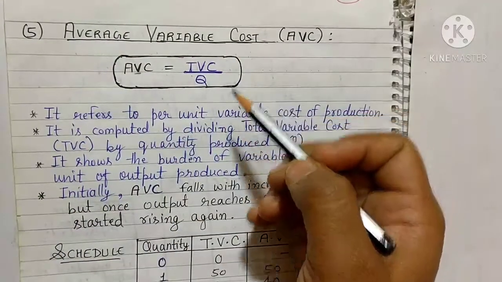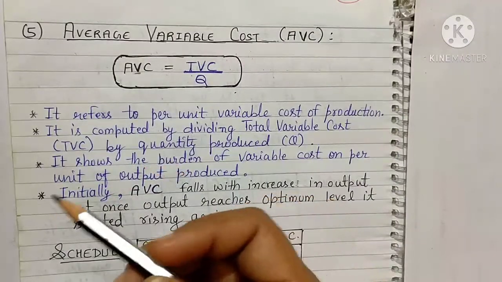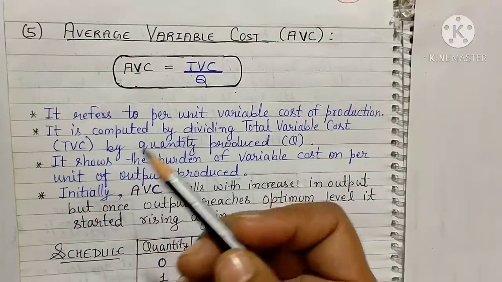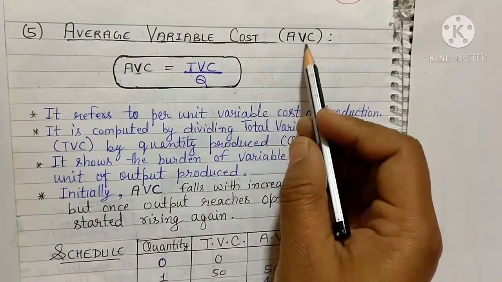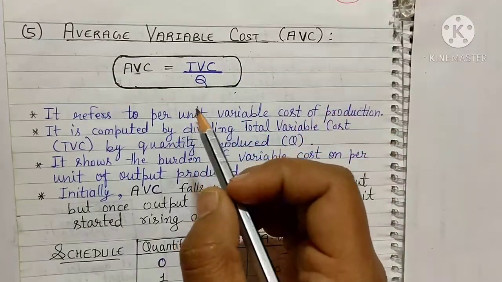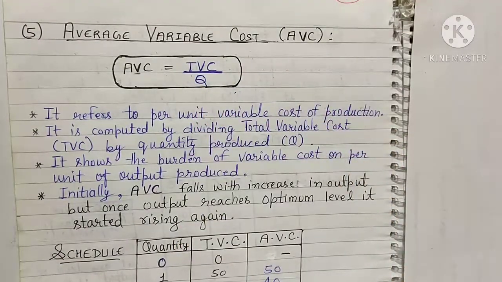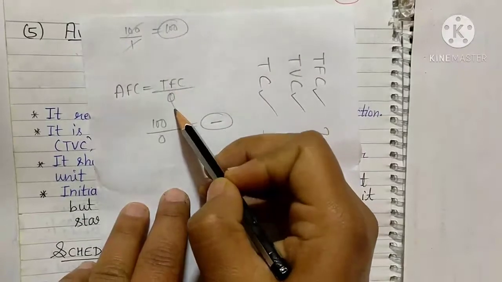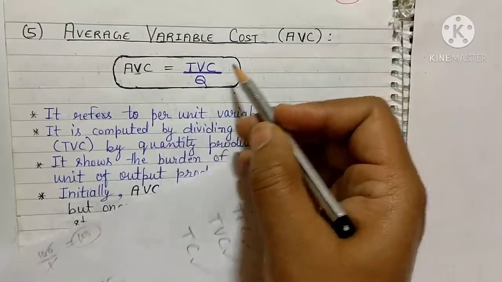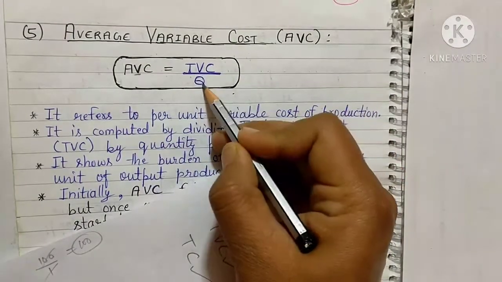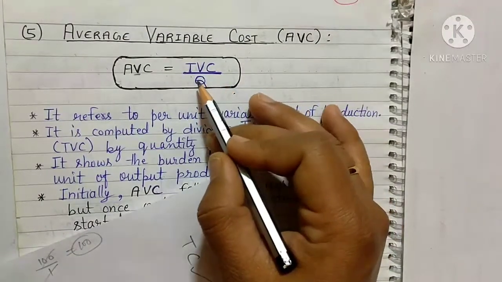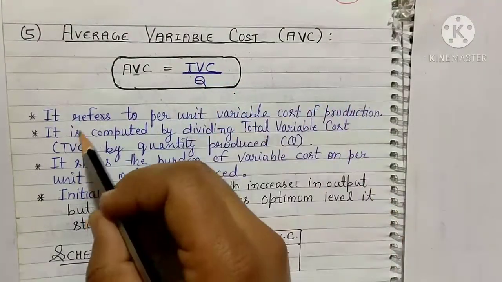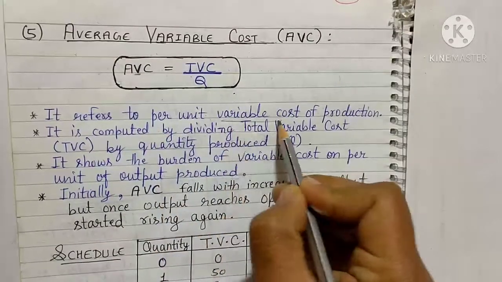So it is very easy. We have found out the average fixed cost. In the same way we will find out average variable cost. In order to find out average fixed cost, we divided the total fixed cost by Q. So in the same way, when we are finding AVC, we will divide total variable cost by Q. Simple, not difficult. So it refers to what? Per unit of variable cost.